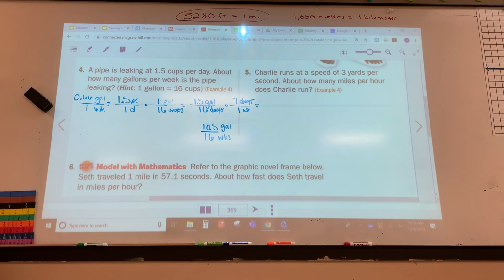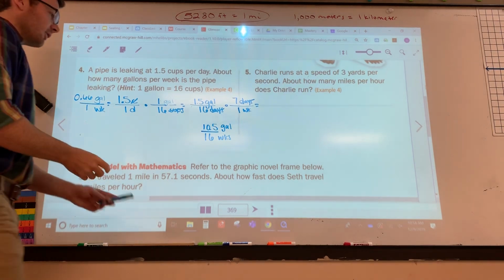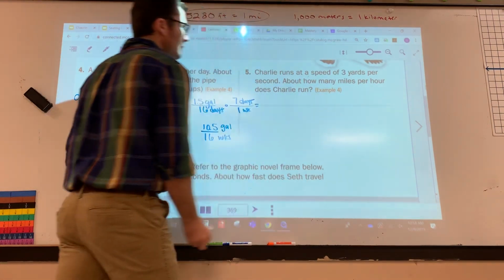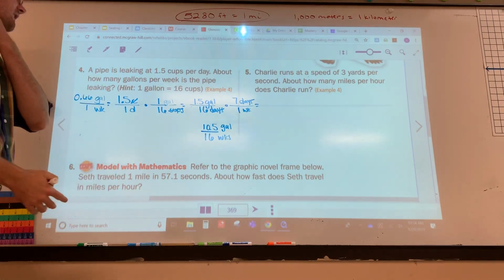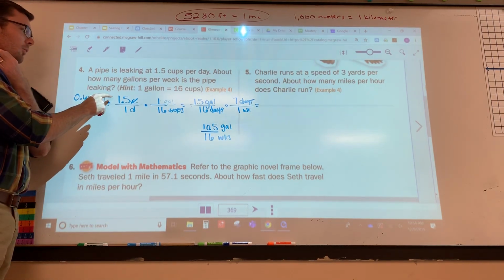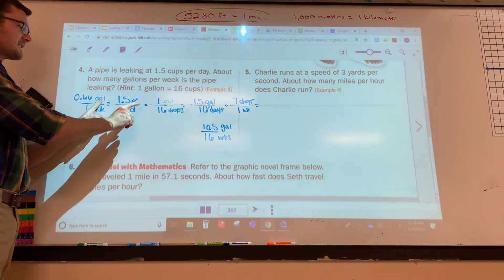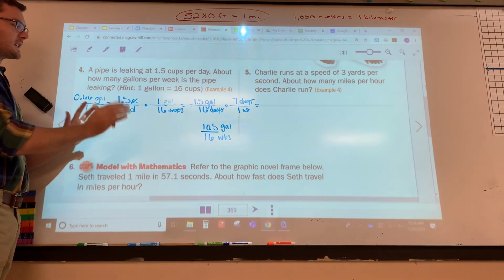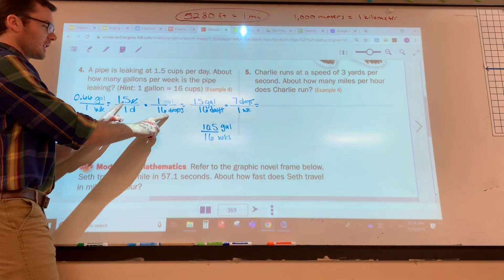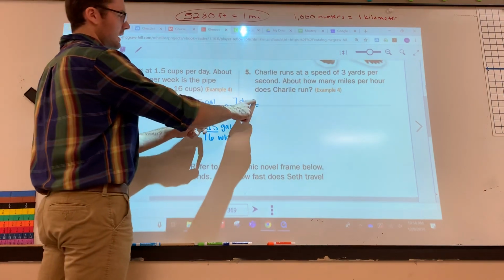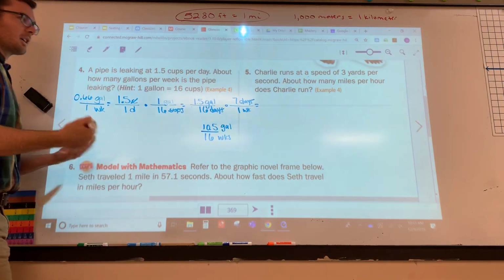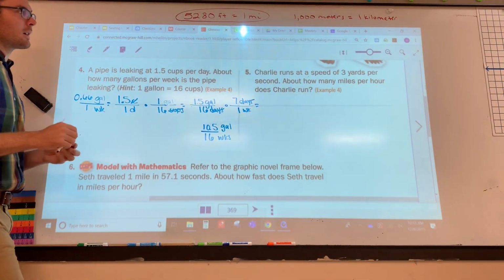Okay. Now we have number 5, last one. Just a recap of number 4, since it was kind of a new thing. We had to convert cups to gallons and days to week. So I did it one at a time. First, I got rid of the cups, and then I got rid of the days. So I kind of created a two-part problem there.